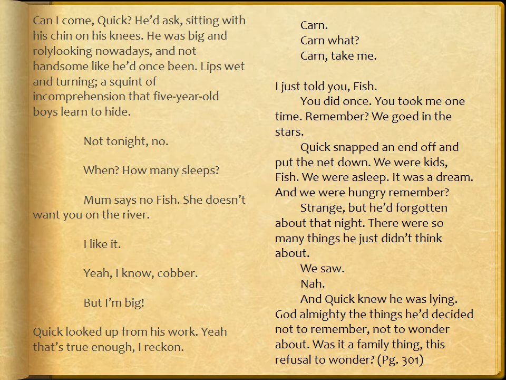And see, we really get that we don't still understand if it's Quick thinking these things, he'd forgotten about that night, there were so many things he just didn't think about, or if it's the narrator coming through to us and explaining factually that Quick really did know he was lying, and God Almighty, the things that he decided not to remember. It's almost like a comment.